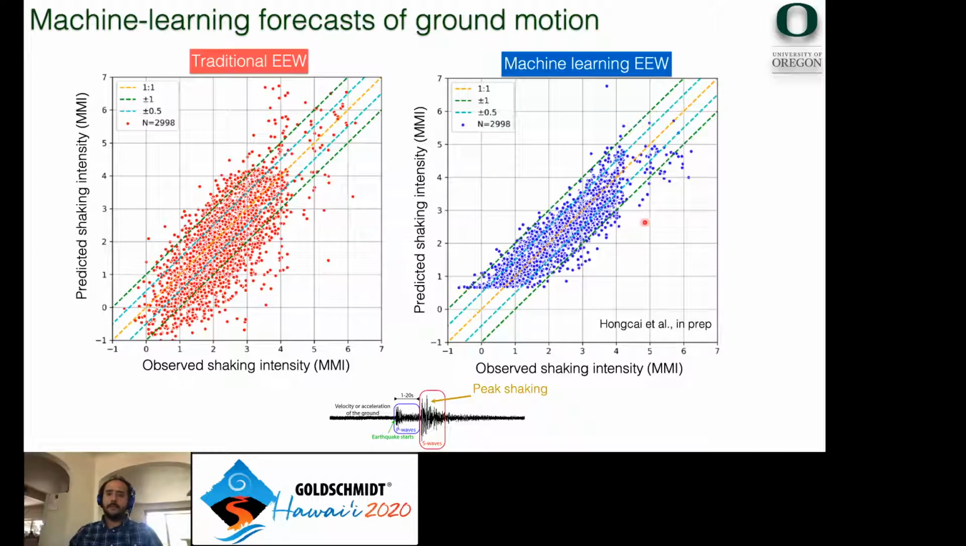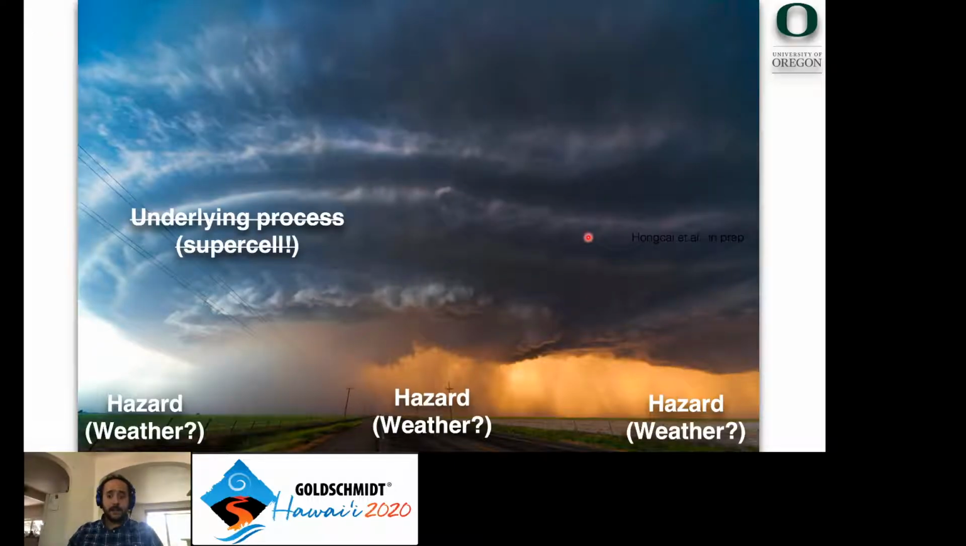Meanwhile, the machine learning algorithm has a very tight distribution, almost all of it contained between the plus or minus 1 intensity unit contour. So this is great because in this process we're simply taking shaking to predict shaking. We're not actually going through that proxy approach of learning about the earthquake, its magnitude, its location, to predict the hazard. So this is a good improvement.